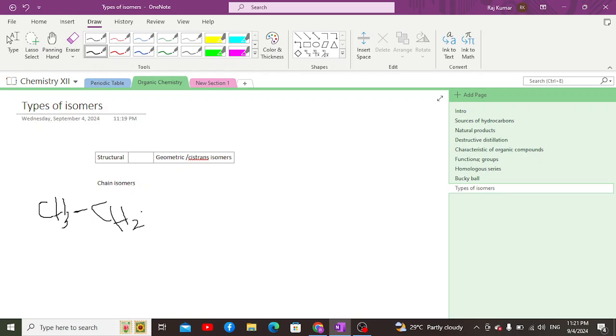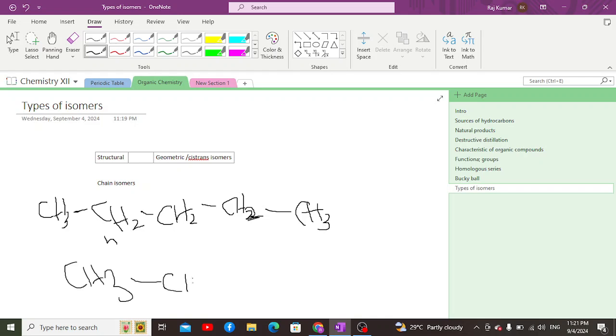straight chain pentane. Second, on the other side, we have isopentane. Oops, it's CH2. This is CH3. This is isopentane.